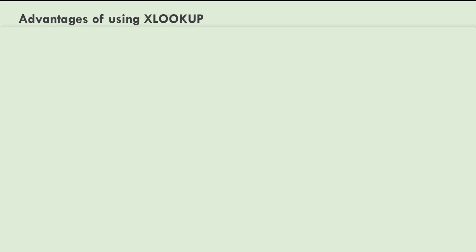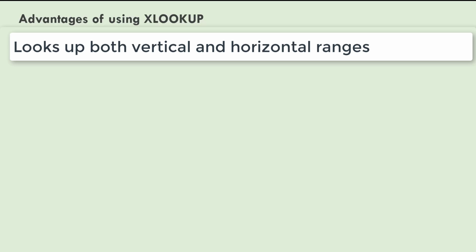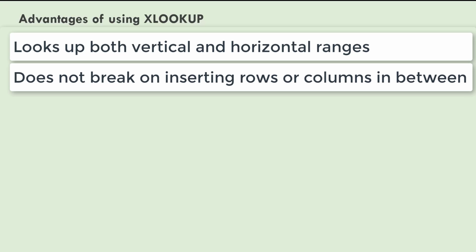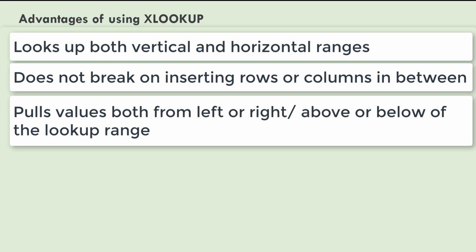There are various advantages of using the XLOOKUP function. It can look up both the horizontal and the vertical ranges. This function does not break when we insert a row or column in between the data set, as was the case for the VLOOKUP, HLOOKUP, INDEX and MATCH functions. XLOOKUP can help you get the value both from the left as well as right of the lookup range. It can help you get values from cells above as well as cells below the lookup range. So this is a great feature which was not available in the VLOOKUP and HLOOKUP functions.